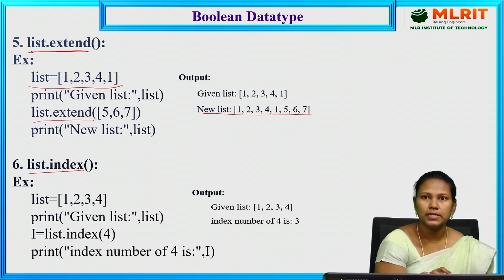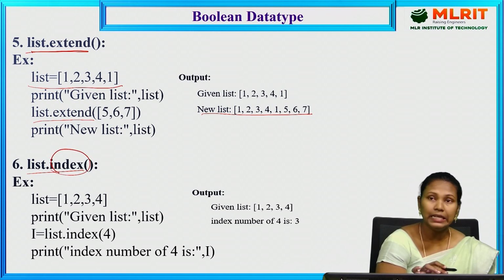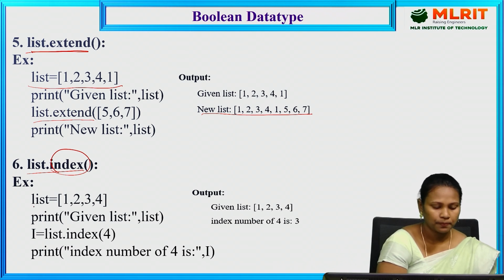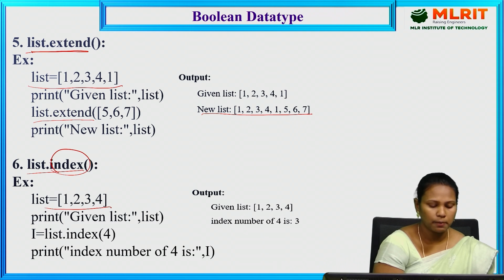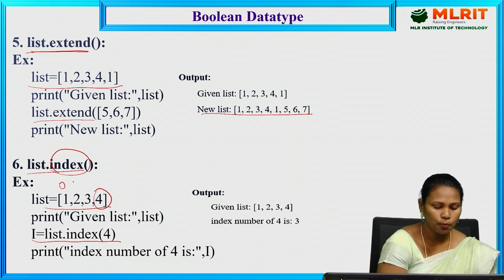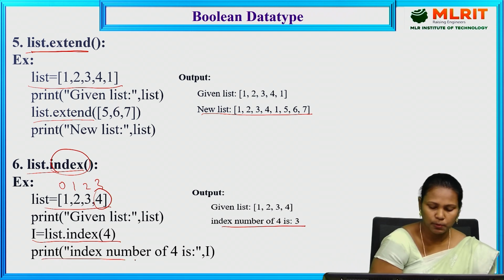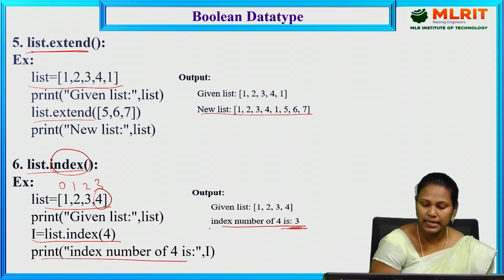The next one is list dot index. Here, if you want to find the index value of a particular value, we can use index. The list is equal to 1, 2, 3, 4. So list dot index of 4. The indexes are 0, 1, 2, 3, so the index number of 4 is 3. It displays the index number of 4.